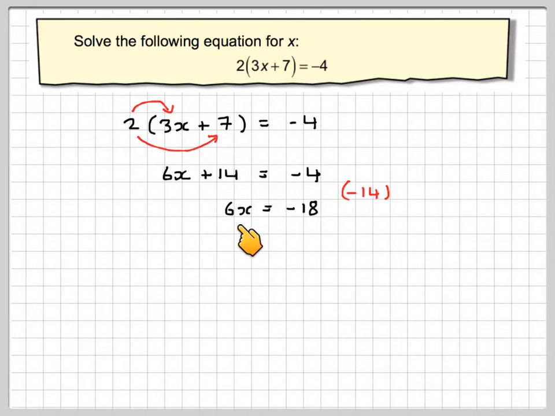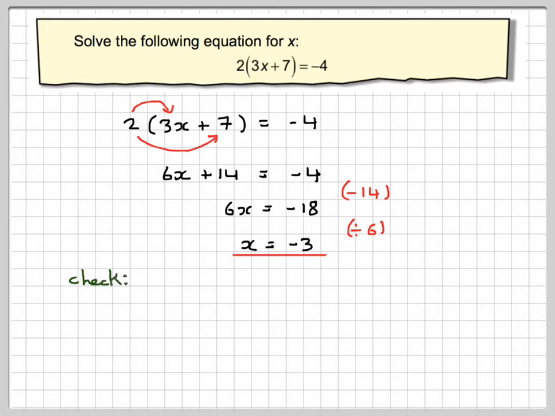To get x on its own, we need to divide by 6, because it's the opposite of multiplying by 6. So divide by 6 on this side, we get x, and divide by 6 on this side, minus 18 divided by 6 is minus 3. We can now go back to the original equation and check.